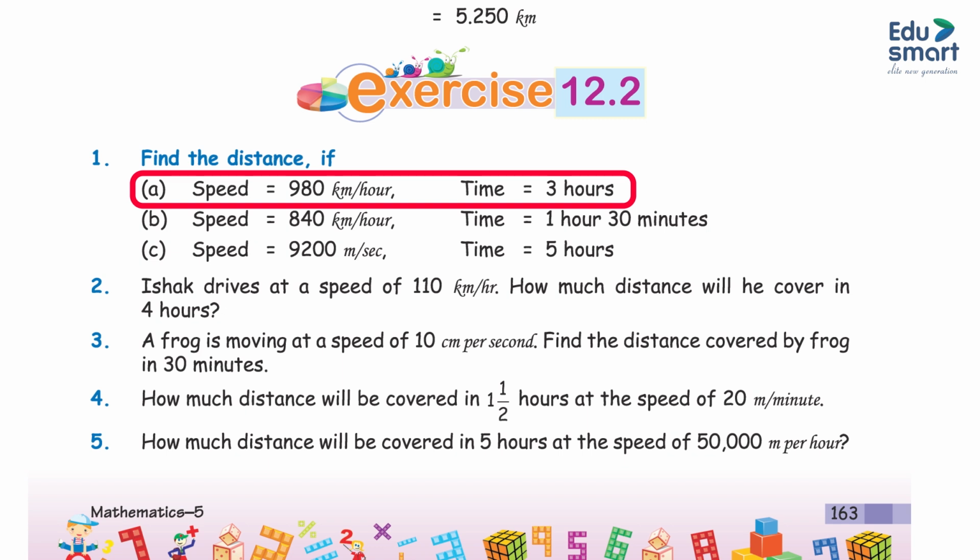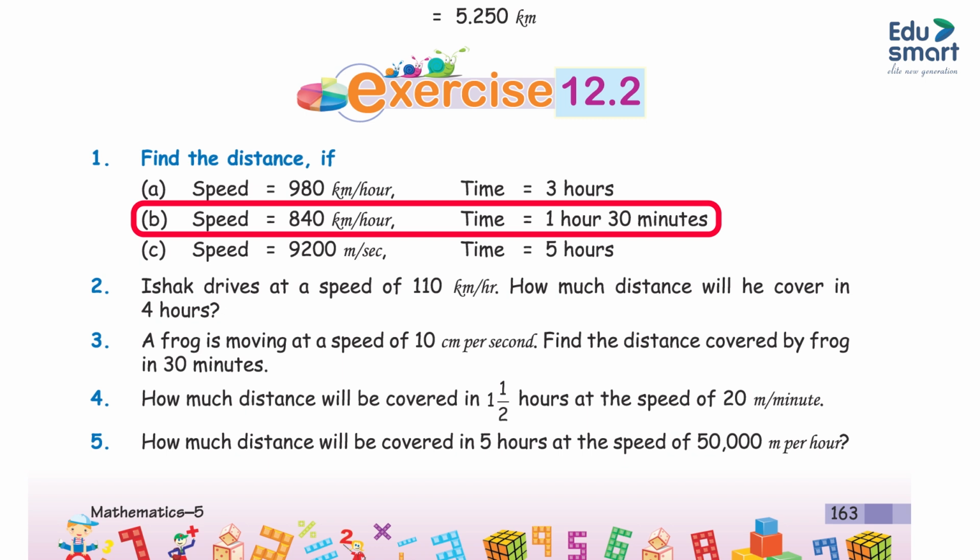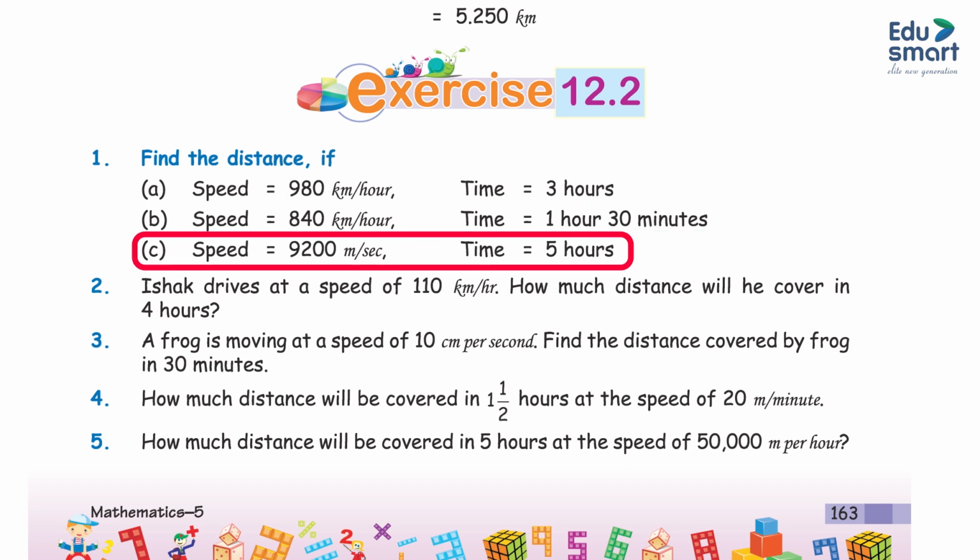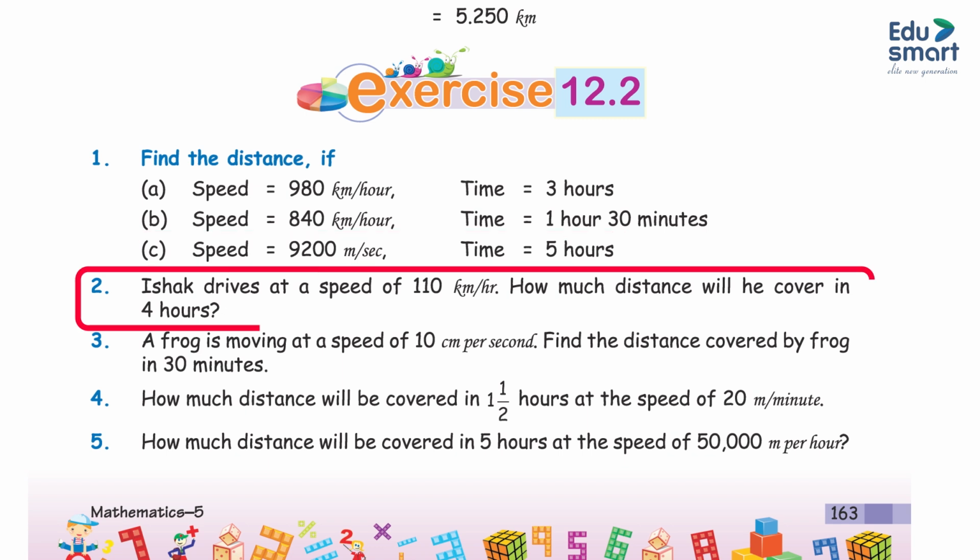Answer: 2940 km. B. Speed 840 km per hour, time 1 hour 30 minutes. Answer: 1260 km. C. Speed 9200 meters per second, time 5 hours. Answer: 1,65,600 kilometers. Question 2. Ishaq drives at a speed of 110 km per hour.